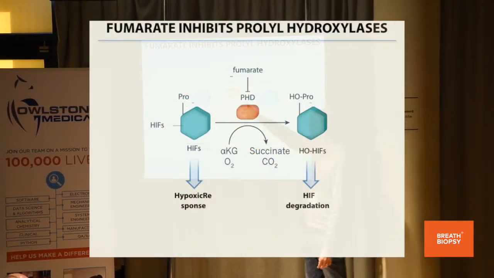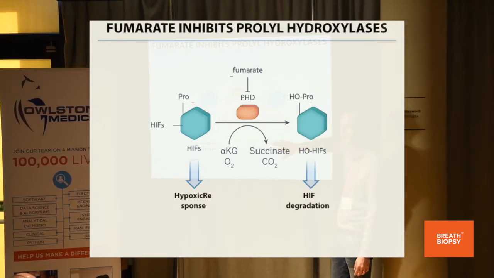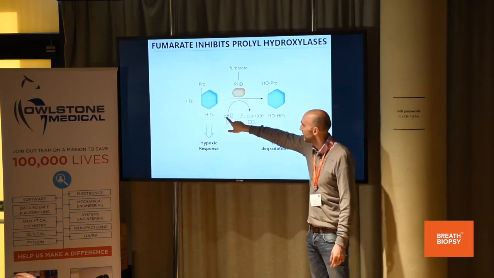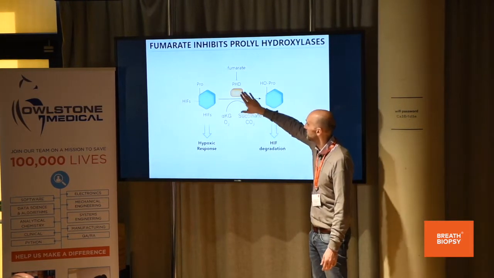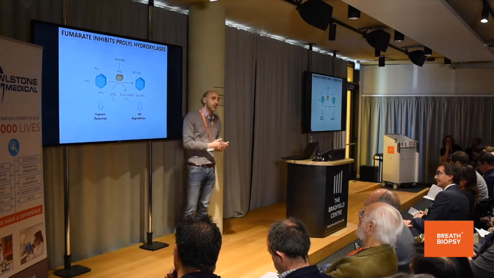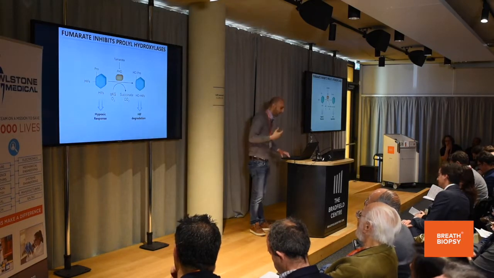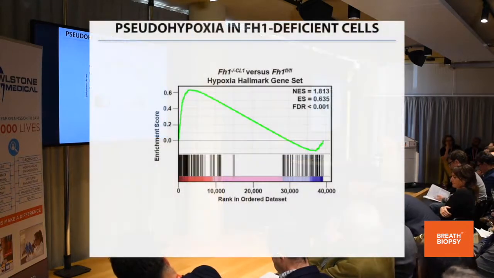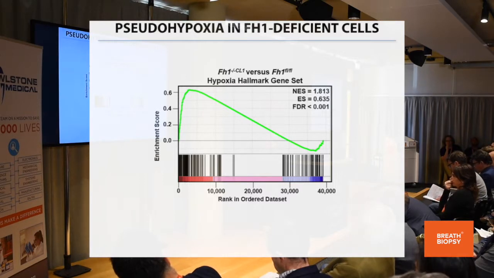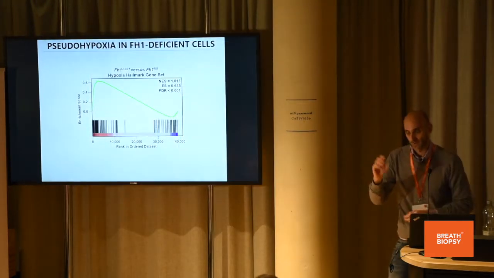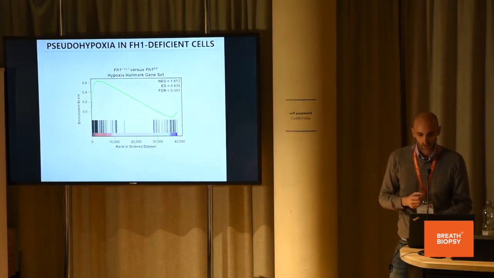So when hydroxylated, HIF is degraded and therefore is not active, but when fumarate is high, this reaction, which is alpha-ketoglutarate dependent, is inhibited by product inhibition due to fumarate accumulation, and therefore HIF is now allowed to be expressed and stabilized, and we can see a very striking accumulation of the pseudo-hypoxic signature in fumarate hydratase deficient cells. I'm calling it pseudo-hypoxic because these cells have a hypoxic response even when oxygen is present. And this is a very important feature.